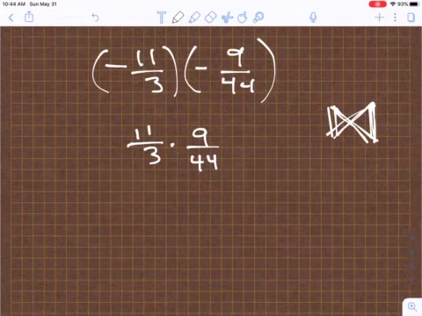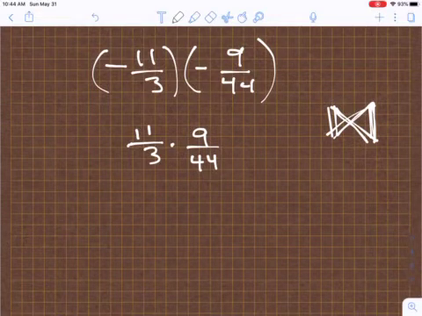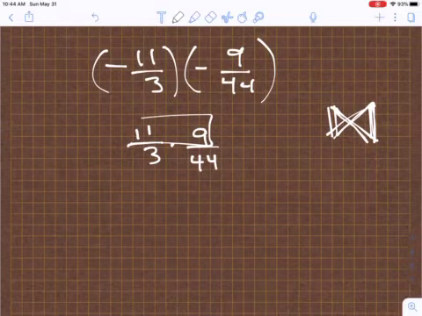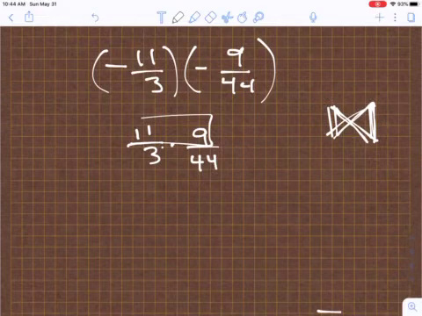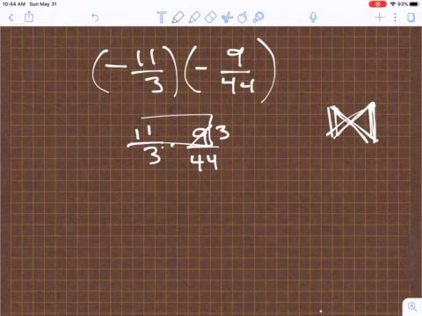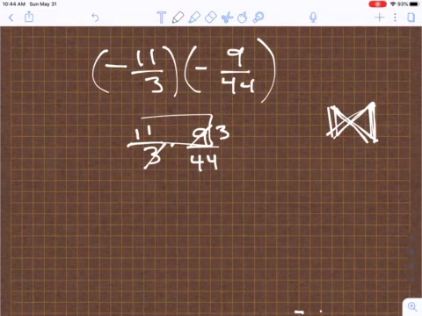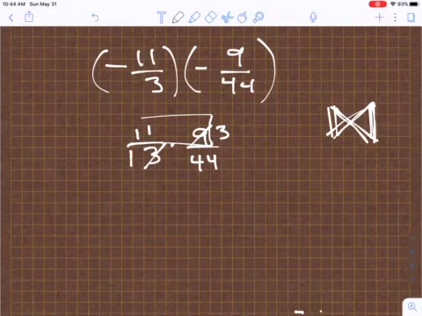So look at 11/3, look at 9/44, and then just think, all right, what are some things on top here that I know can cancel with some of these things on the bottom? Well, I know 3 is not going to go into 11, obviously, but 3 can go into 9, right? 3 goes into 9 3 times. So I would cancel that, and I would write 3 there. And then you have to figure out whatever factor you took out of this one, you have to take out of the other one. So 3 goes into itself once.